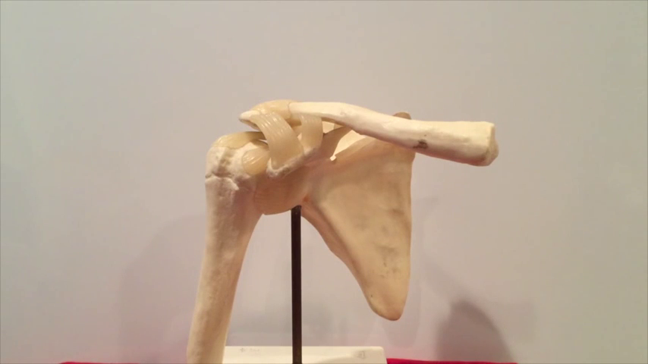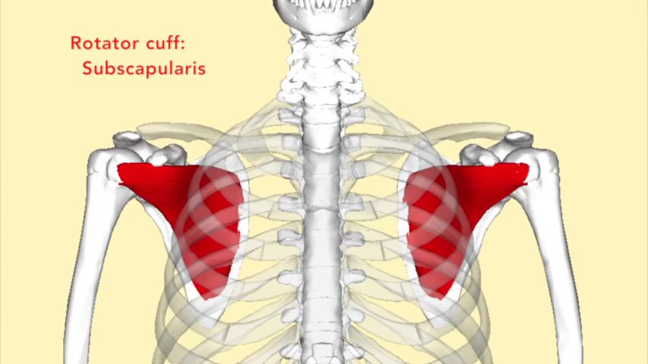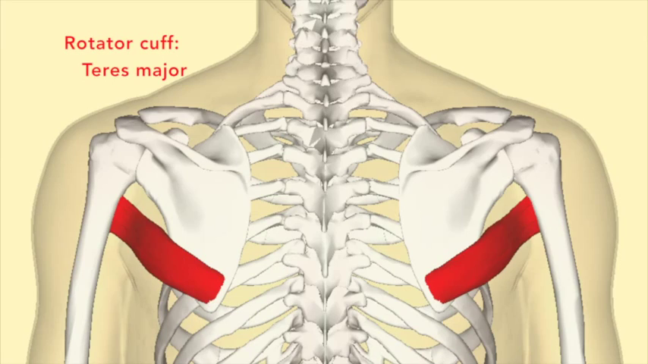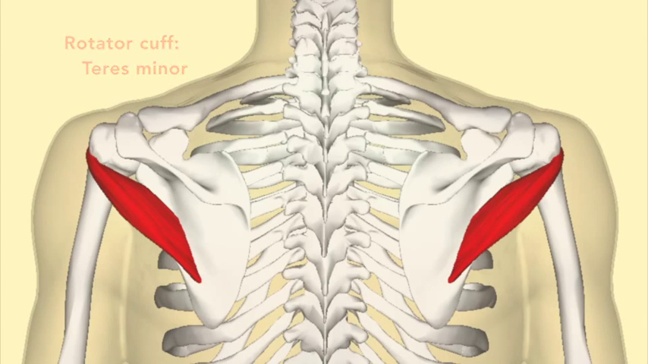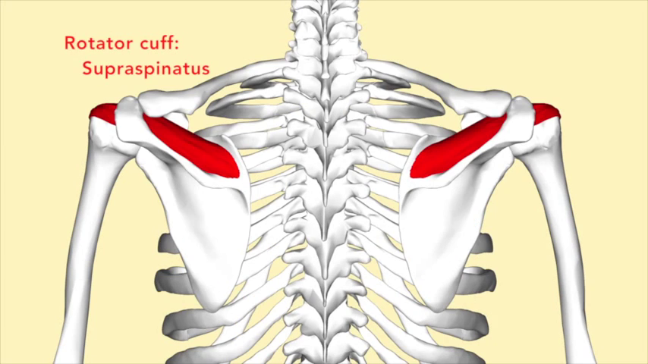Aside from being referred to as the shoulder joint, the glenohumeral joint is also synonymously referenced when discussing the rotator cuff. The rotator cuff is comprised of 5 muscles that allow for movement of the humerus as well as the arm as a whole. The musculature of the rotator cuff is the subscapularis, teres major, teres minor, infraspinatus, and the supraspinatus.